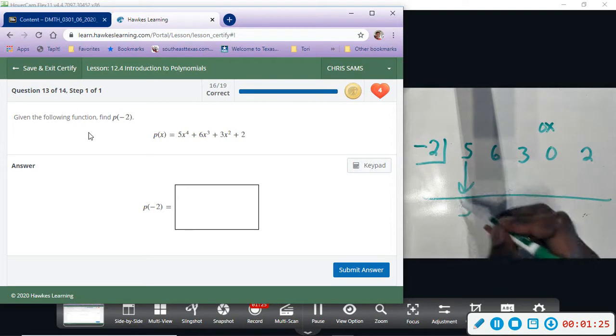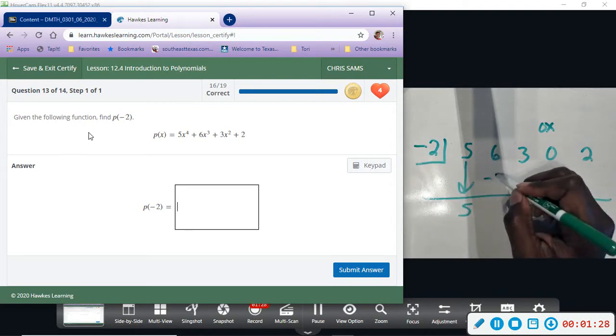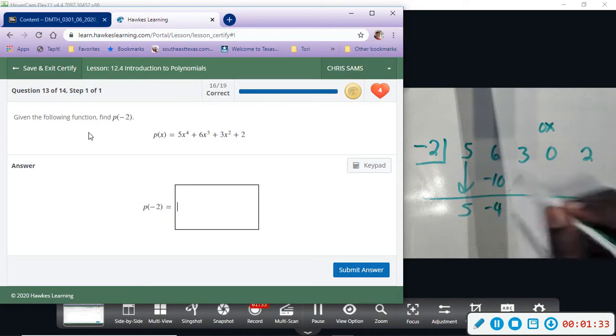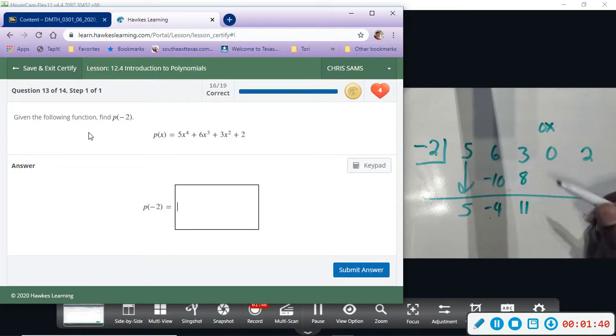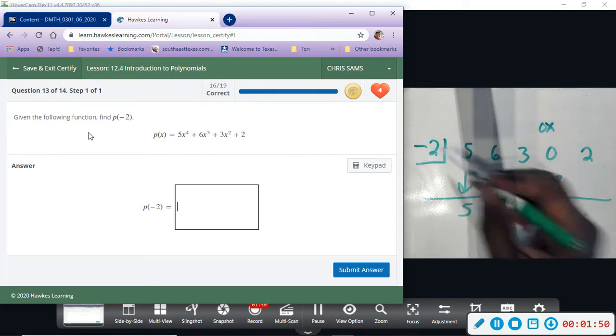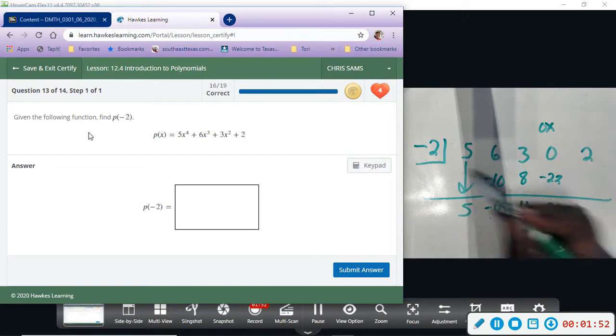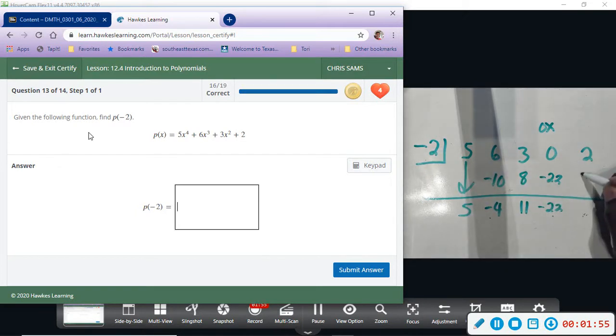So -2 times 5 gives me a -10. Combine these, we will subtract because they're different. That will give me a -4. And then -2 times -4 gives me a +8. Add these because they're positive and gives me 11. -2 times 11 gives me a -22. Add it to 0 is still -22. And then -2 times -22 is a +44. Both positive add, we get 46. So our answer is 46.